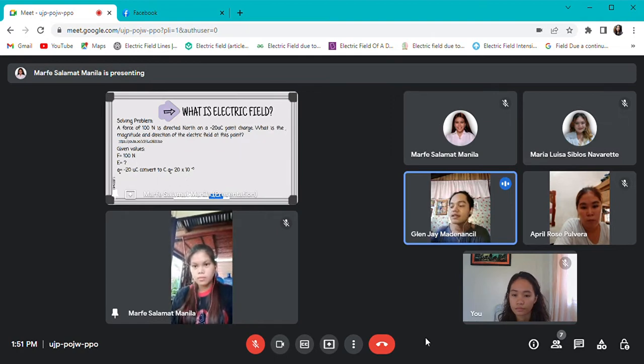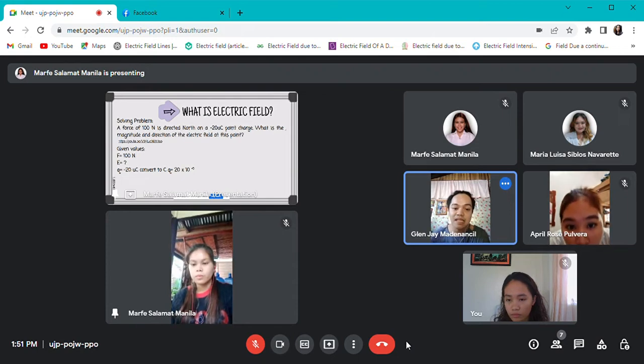So the problem here states that a force of 100 Newton is directed north on a negative microcoulomb point charge. Then what is the magnitude and direction of the electric field at this point? So the given values there are: the force is 100 Newton, the field is what we need to find, the magnitude of the electric field, and the quantity of the test charge is negative 20 microcoulomb.